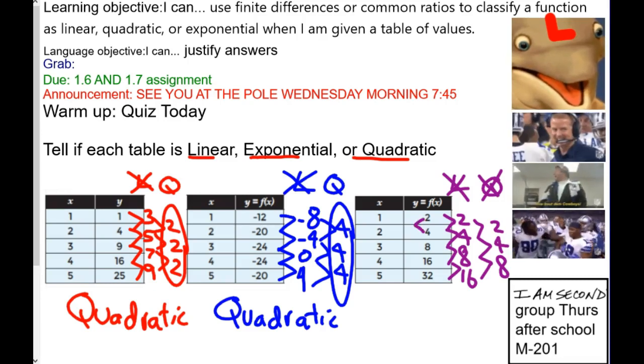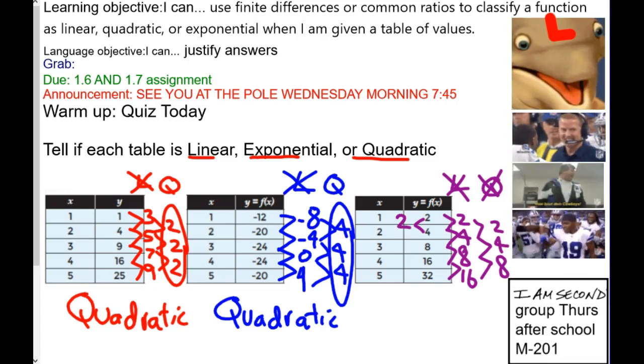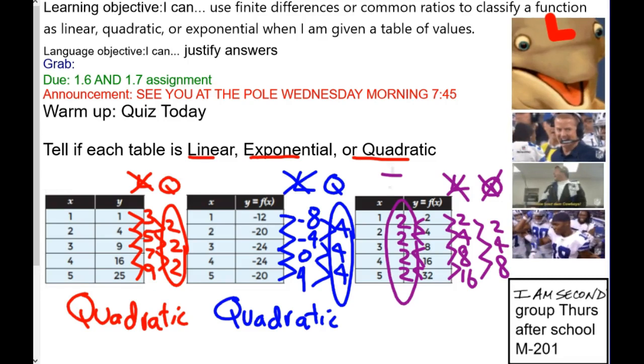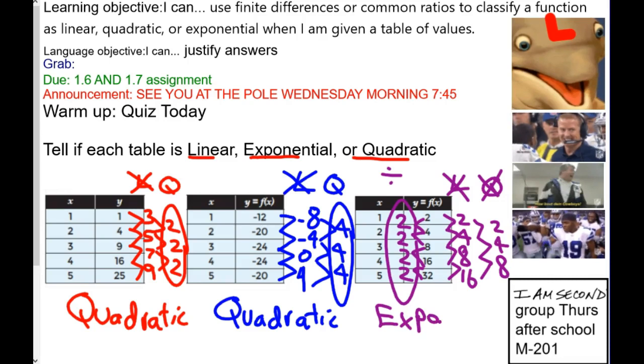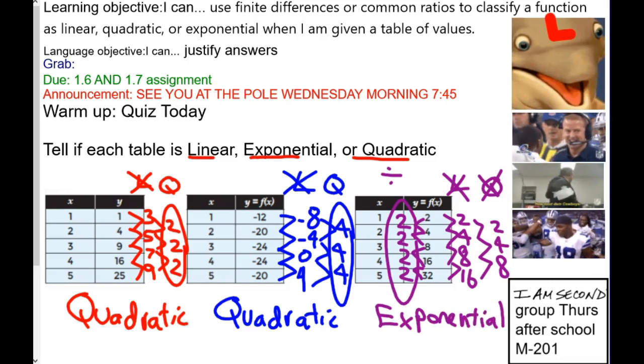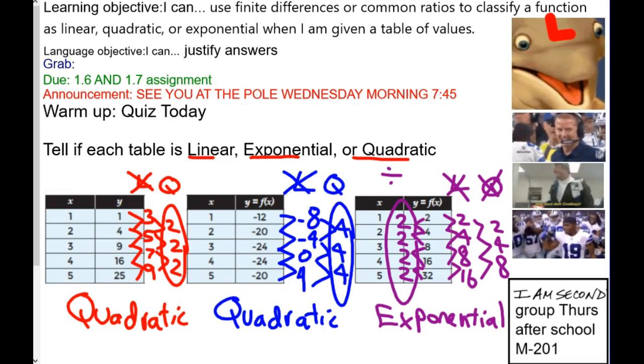So I'll do it over here. 4 divided by 2? 2, okay. Those of y'all that are enrolled in Lee High School, let's answer this question. 8 divided by 4, okay. So 16 over 8, 32 over 16. Now, the divisions are all the same. So that's exponential. Exponential.